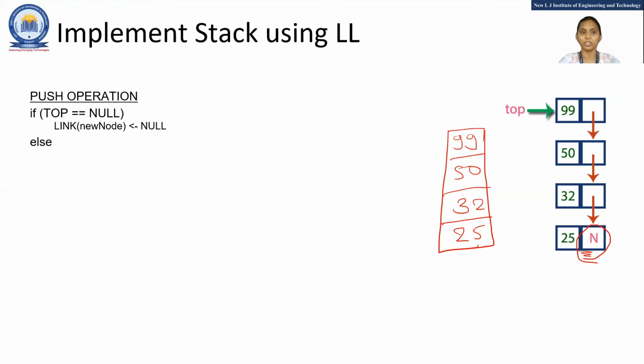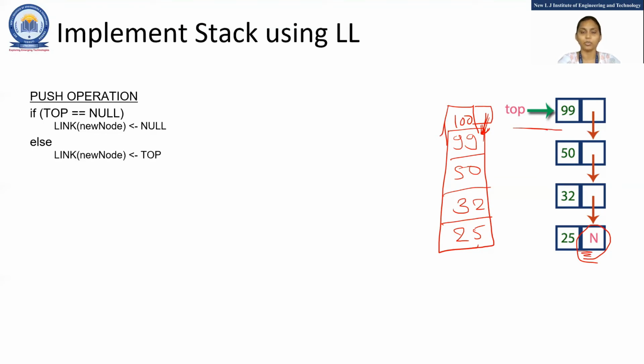And if it is not the case, then the link part of the new node should point to the existing top. Consider I want to add something on top of 99, then your link part would have the address of your top pointer, because top is right now pointing to 99. So this new node has to point to top. So write that step in the else part.